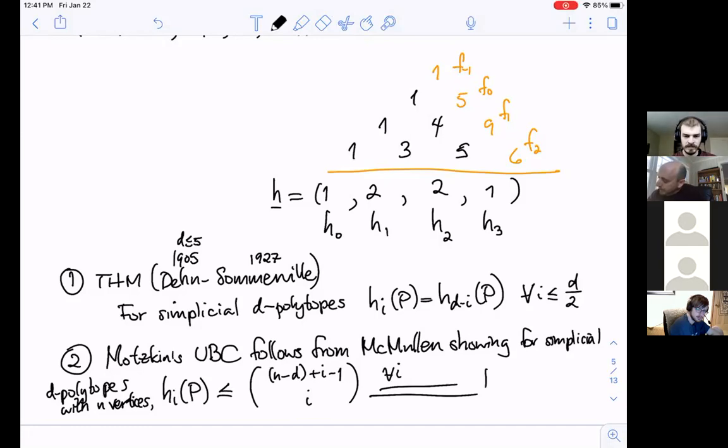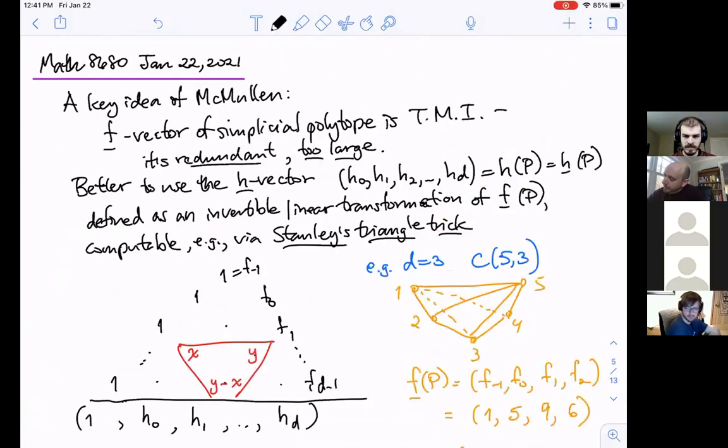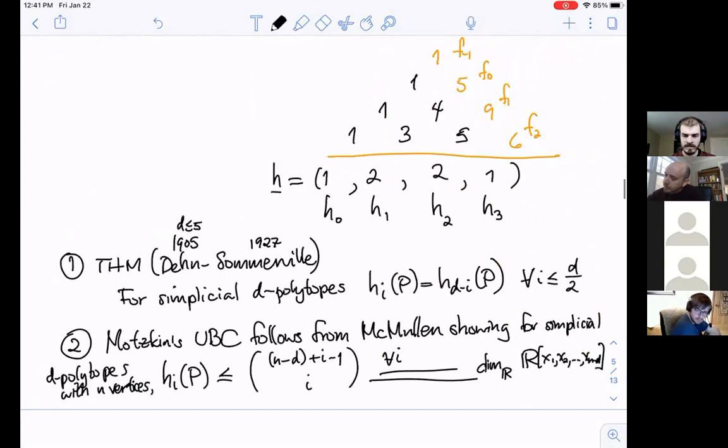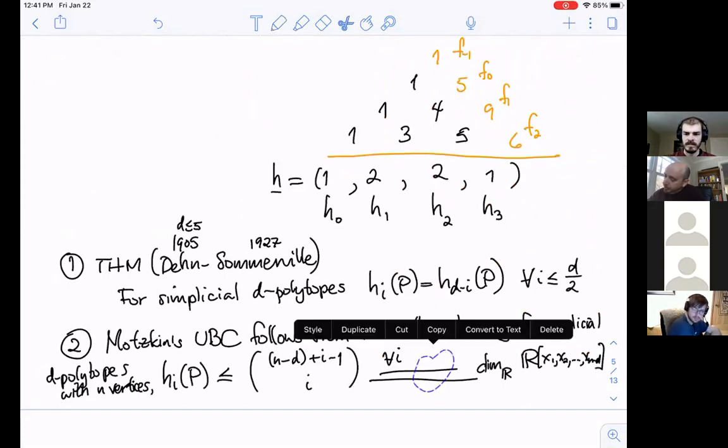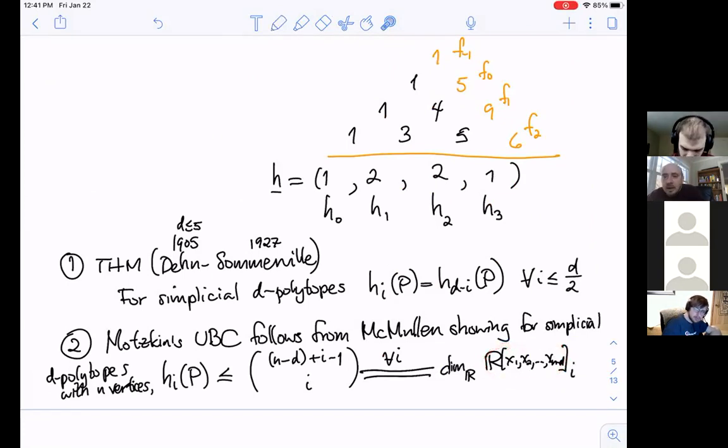So let me say it this way. It's the dimension of a polynomial ring in n minus d variables in degree i. Oops, I'm running out of space. Let's try this again. Shouldn't have made that equality so humongous. Okay, polynomial ring in x_1 through x_{n minus d}.